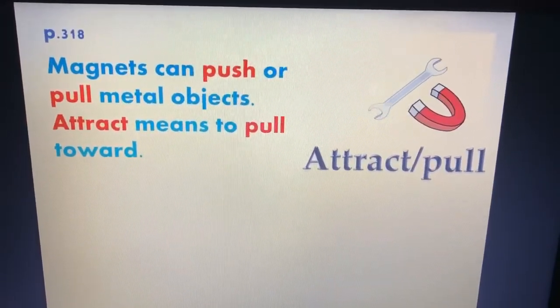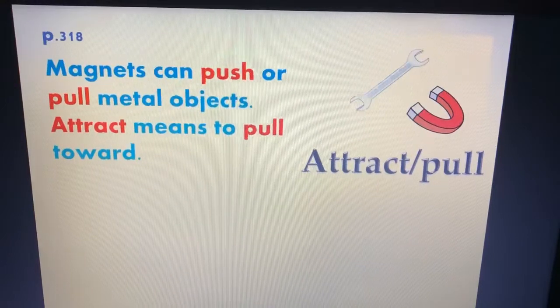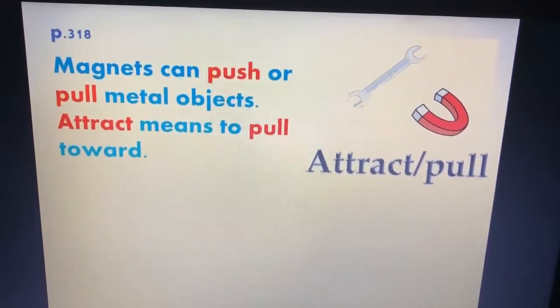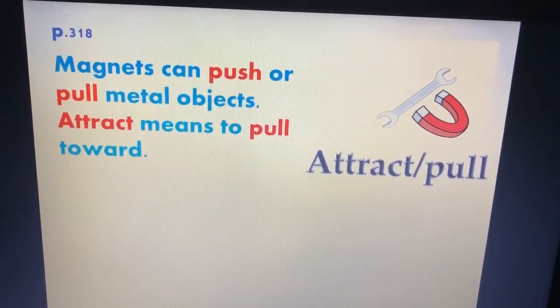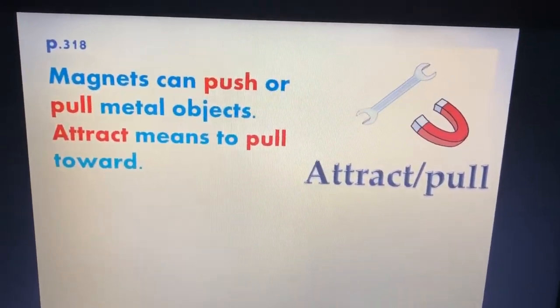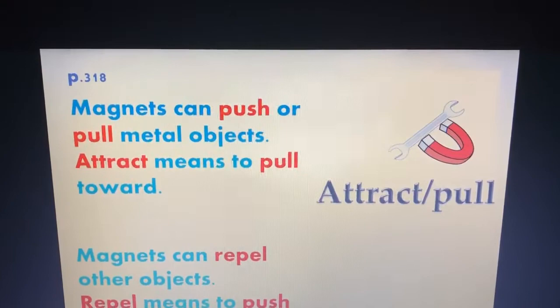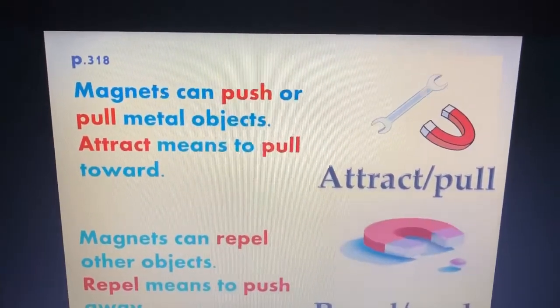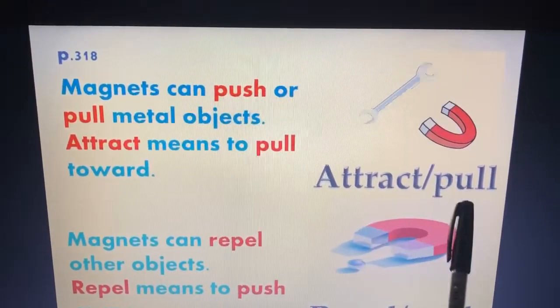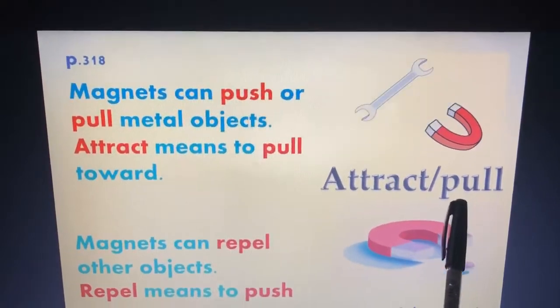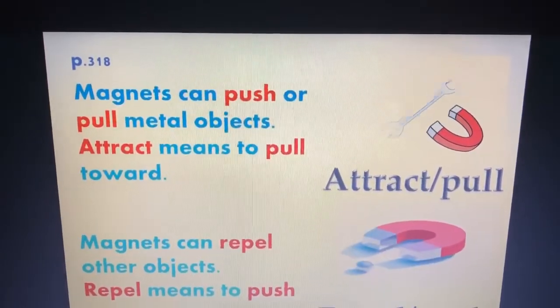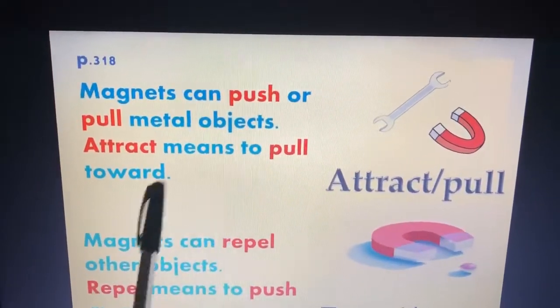Okay, magnets can push or pull metal objects. Attract means to pull toward. So when I tell you attract, I mean pull, or when I say pull, I mean attract. They have the same meaning.